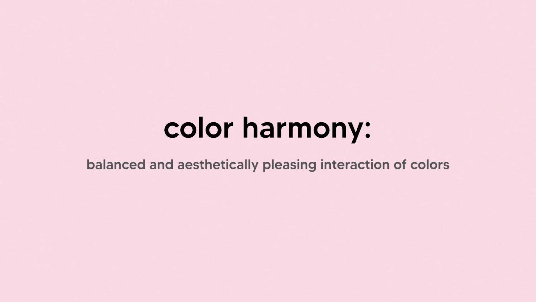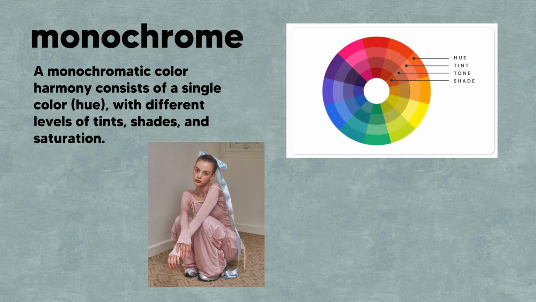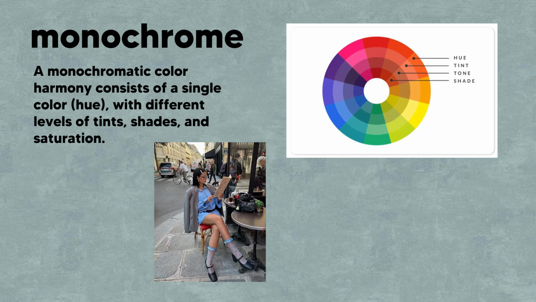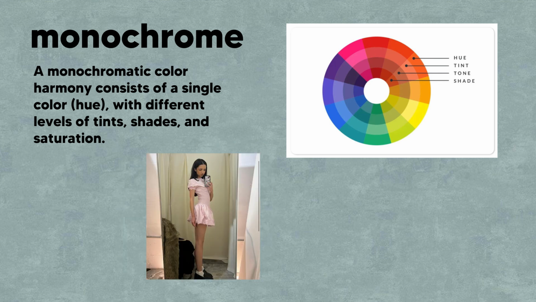Color harmony refers to the balanced and aesthetically pleasing interaction of colors. Let's look at all the different color harmonies. Monochrome. A monochromatic color consists of a single hue with different levels of tints, shades, and saturation.